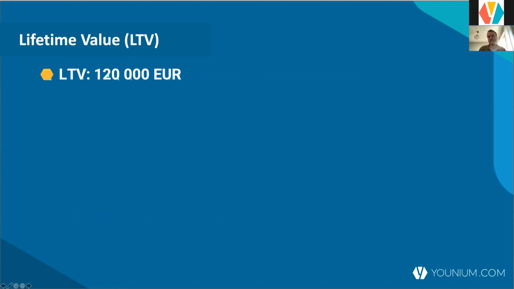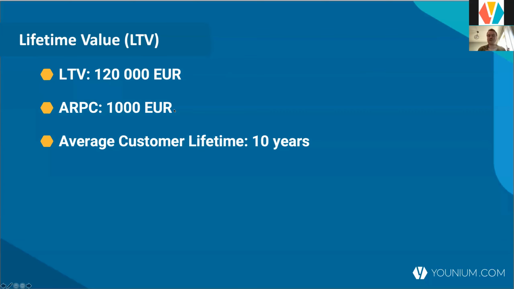So let's say for the sake of a very easy example, that the lifetime value of our customer is 120,000 euros. And if you know your average revenue per customer, which you also need for calculating your LTV, so if you have your LTV, you probably have your average revenue per customer as well. Let's say it's actually 1,000 euros, kind of like our subscription example that we looked through. And then we can easily calculate that the average customer lifetime is 10 years.